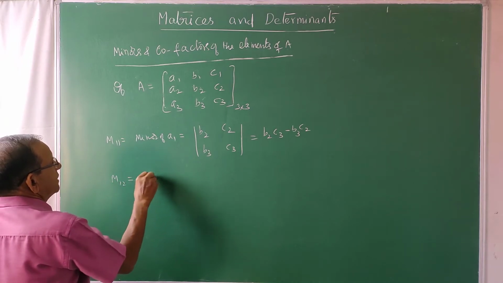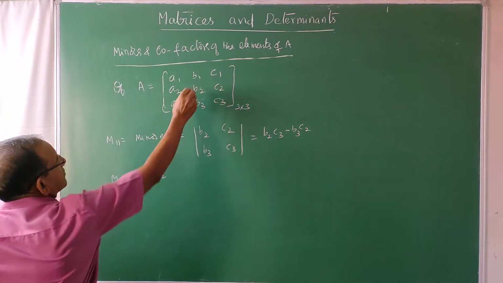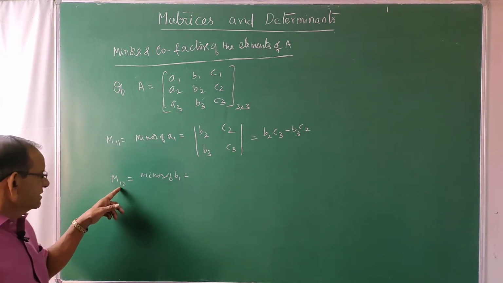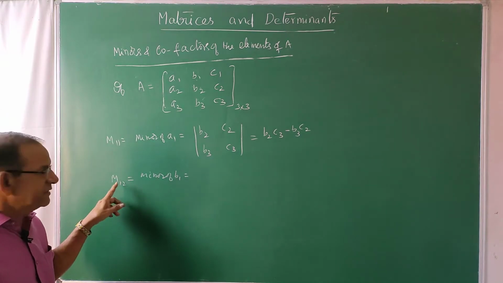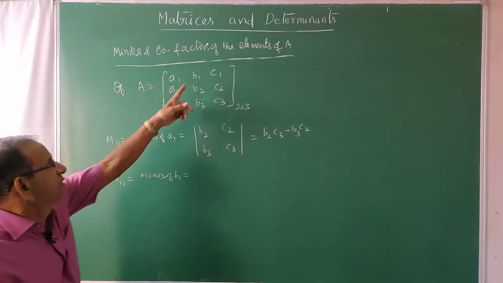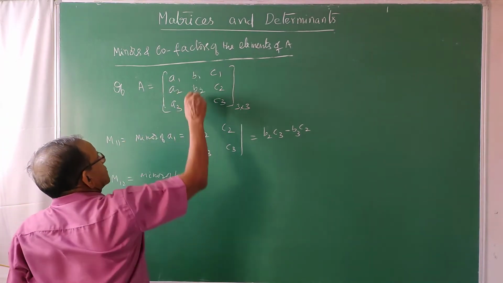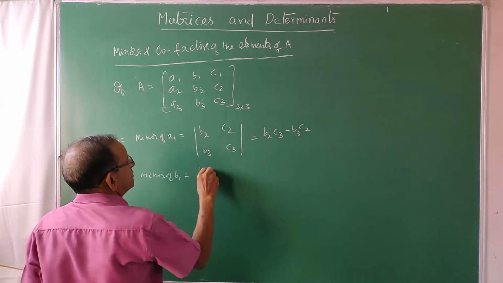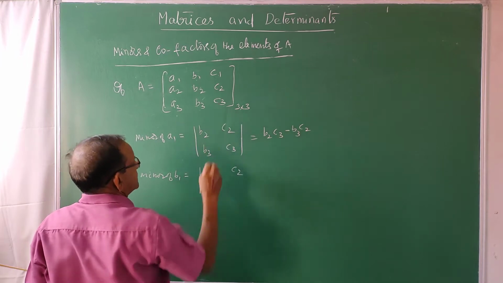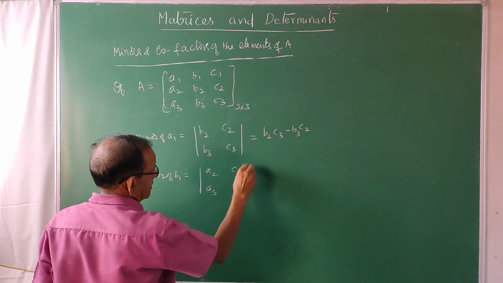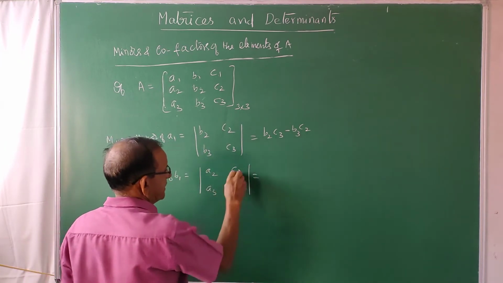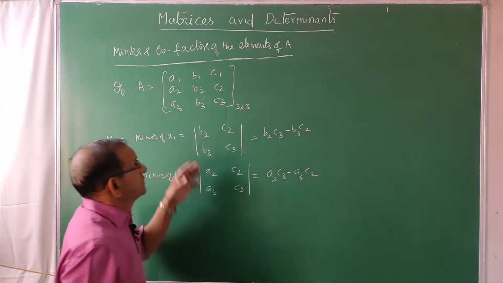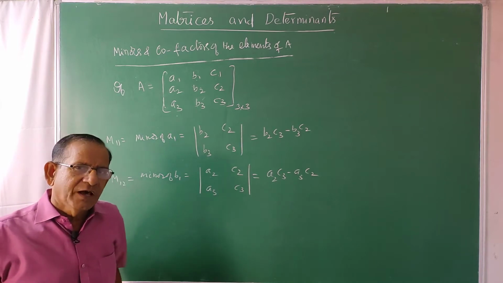Next, the minor of B1. This is the minor of the element in the first row, second column, that is B1. Then delete this column and row. What are the remaining elements? A2, C2, A3, C3. So this is A2, C3 minus A3, C2. Like that, for all the 9 elements, you will have minors.